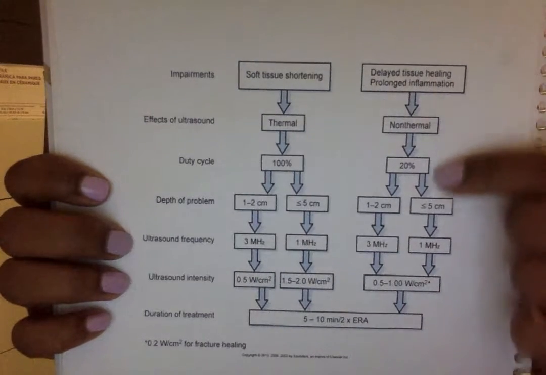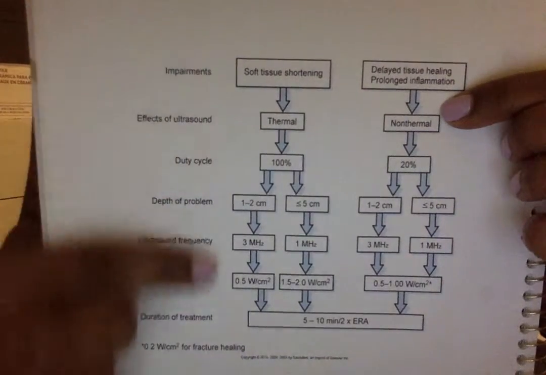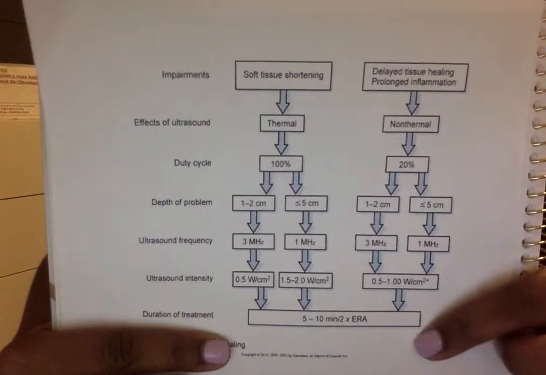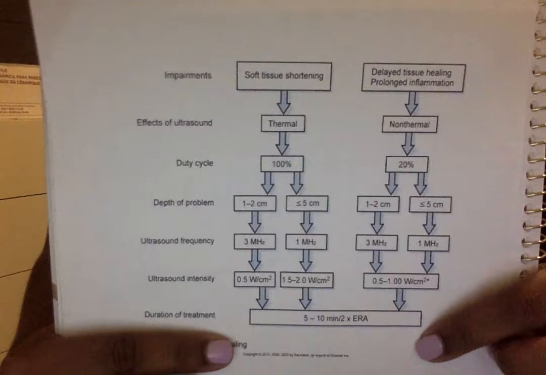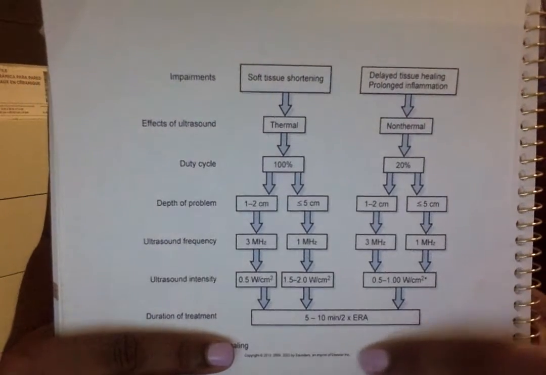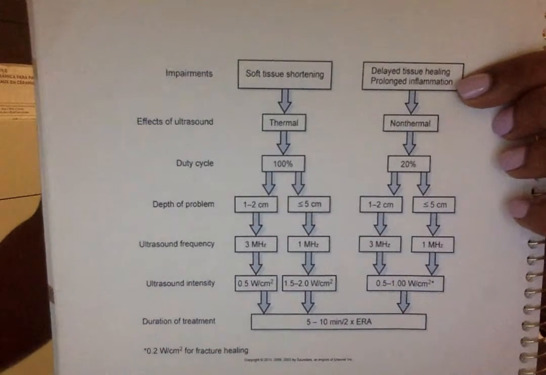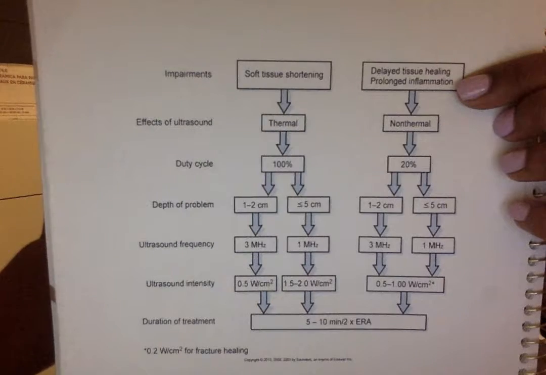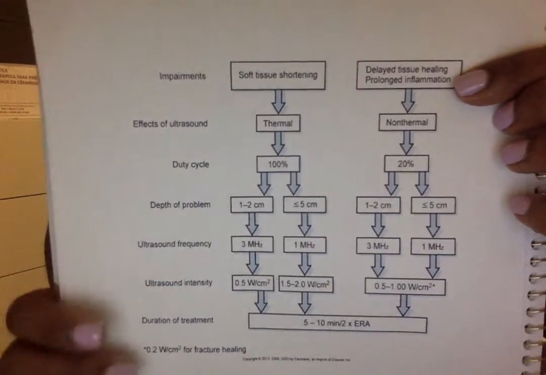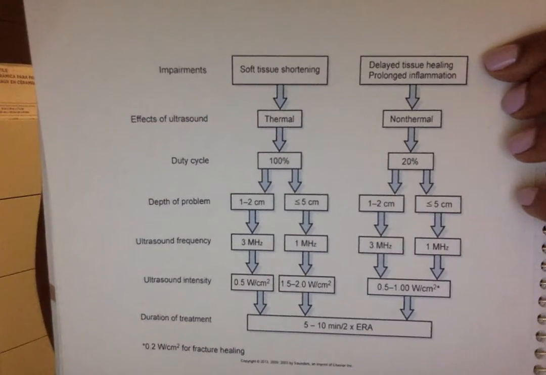So once you've decided all of these factors for both non-thermal or thermal effects, you want to decide what the duration of treatment is going to be. All treatment for either thermal or non-thermal is going to be 5 to 10 minutes and 2 times the effective radiating area, the ERA. The ERA is the part of the transducer head that's actually producing the energy and has the healing effects. So 2 times that area, 5 to 10 minutes is going to produce the most appropriate treatment for ultrasound.